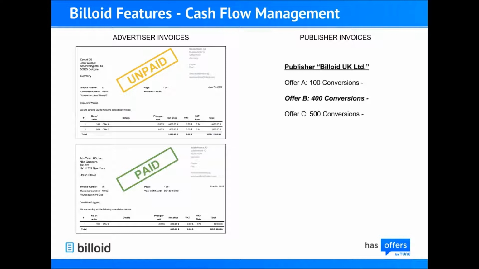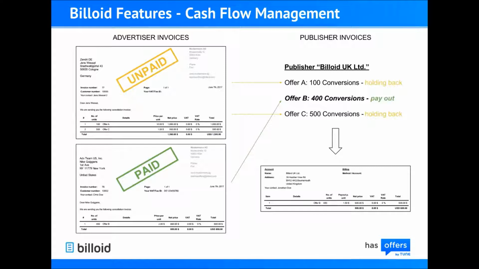And now we have to make the decision which of them we can pay out and which we have to hold back. And all this without making a manual analysis of one by one offer. So here, Billoid helps you to figure out which offers are not covered, for example, offer A and offer C, and which are covered, like offer B from advertiser 2. So this makes the decision very easy. We're paying offer B and hold back offer A and offer C until they are paid by the advertiser. And after the decision, there's the credit note with only offer B.